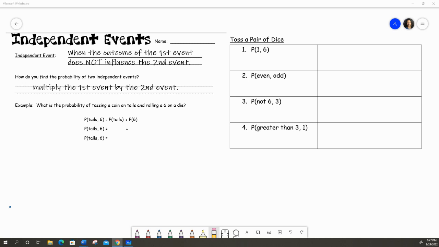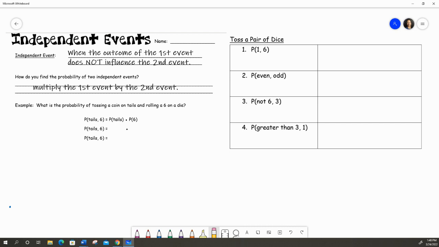All right, ladies and gentlemen, in this video, I'm going to show you how to find the probability of independent events. But before we do, the first thing you need to know is what is an independent event? An independent event is when the outcome of the first event does not influence the second event. Now, how do you find the probability of two independent events? We're going to end up multiplying the first event by the second event.